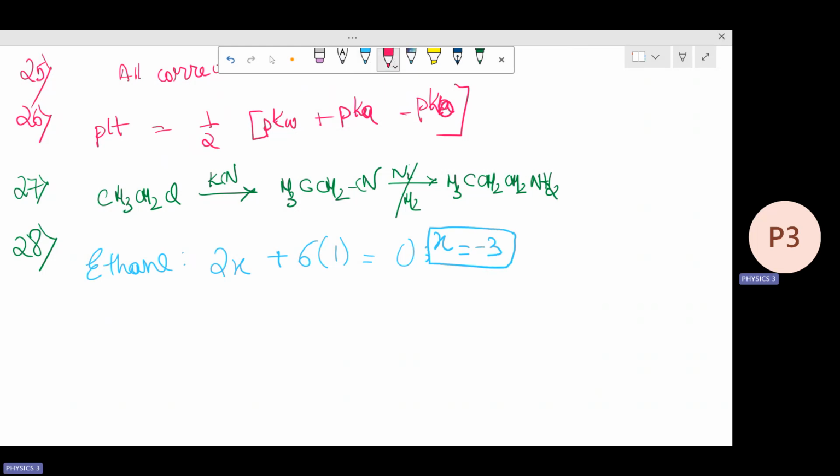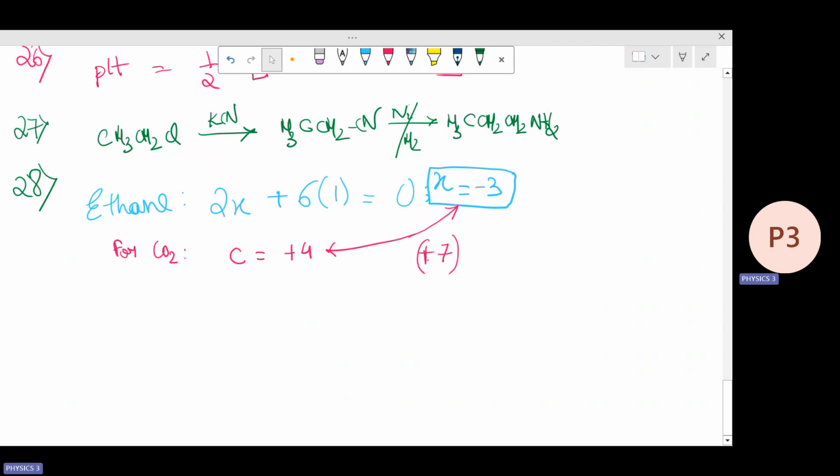Now, as x is minus 3, for CO2, carbon has an oxidation state of plus 4. So minus 3 to plus 4, what will be the change? It will be plus 7. So the overall change is plus 7.